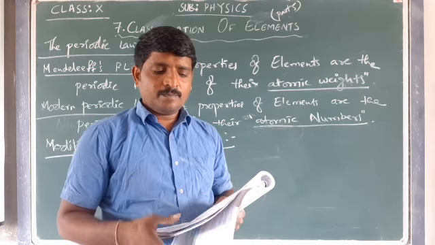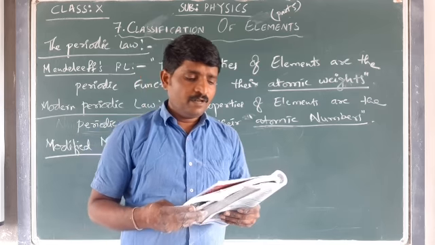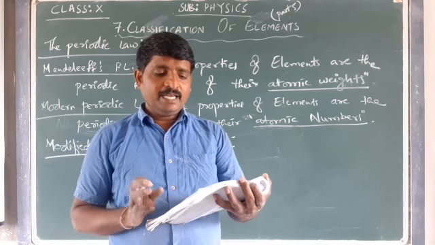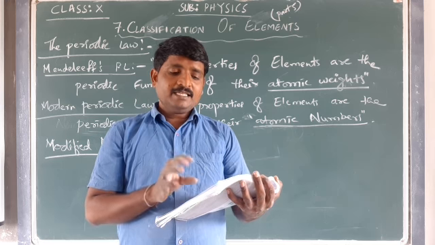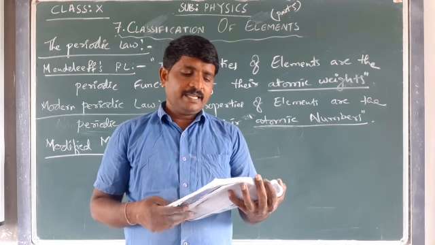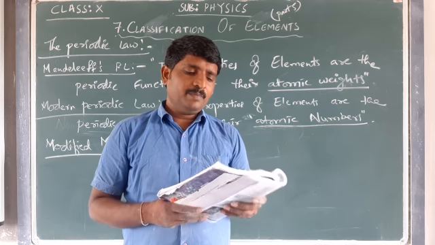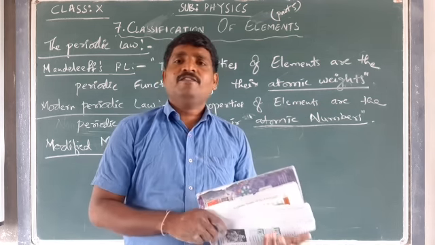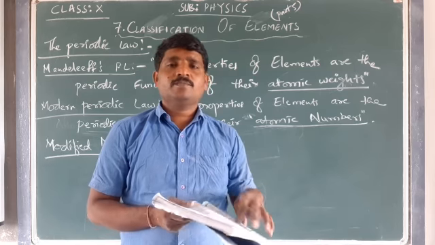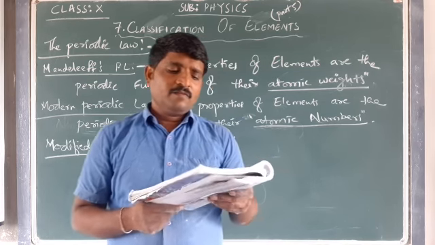Based on the modern periodic law, the modern periodic table given on page number 132 is proposed. It is an extension of the original periodic table known as the short form. Mendeleev's periodic table is called the short form, and this modern periodic table is called the long form periodic table. It is given in figure 2.